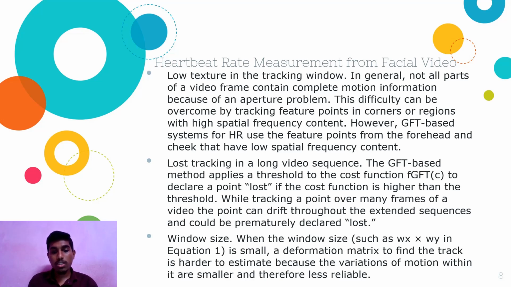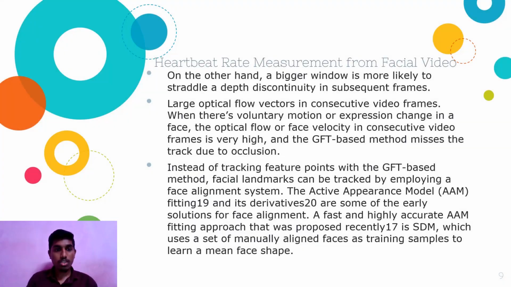Window size. When the window size is small, a deformation matrix to find the track is harder to estimate because the variations of the motion within it are smaller and therefore less reliable. On the other hand, a bigger window is more likely to straddle a depth discontinuity in subsequent frames.